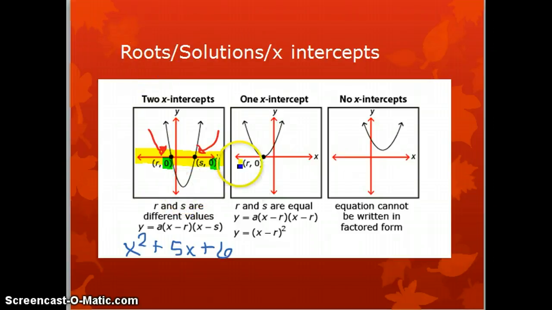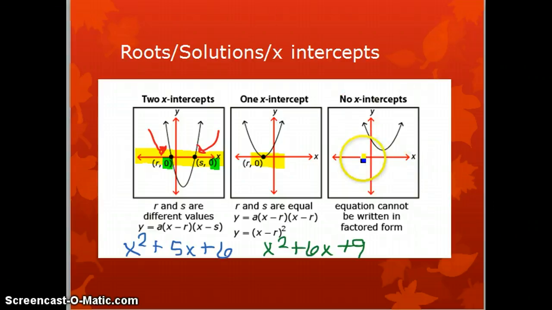The second type is if we only have one intercept, and that's where we find that perfect square trinomial, where when we multiply, we are finding it's the same number. So this would be x squared plus 6x plus 9, where 3 times 3 gives me 9, 3 plus 3 gives me 6. Well, if 3 is the same number, that tells me it only crosses one time.